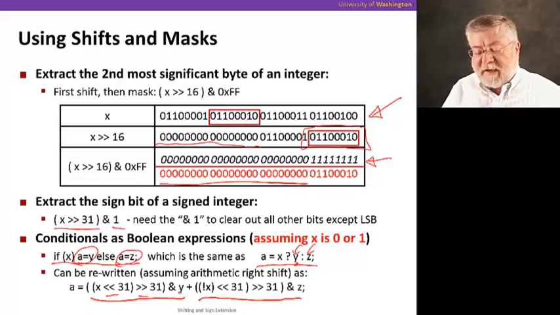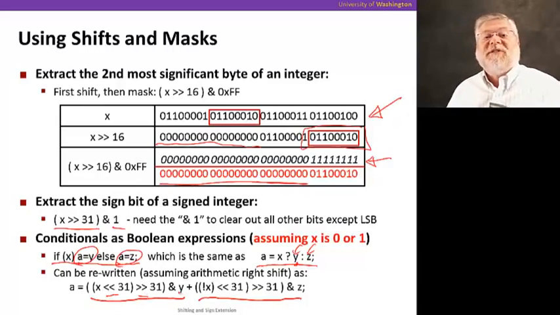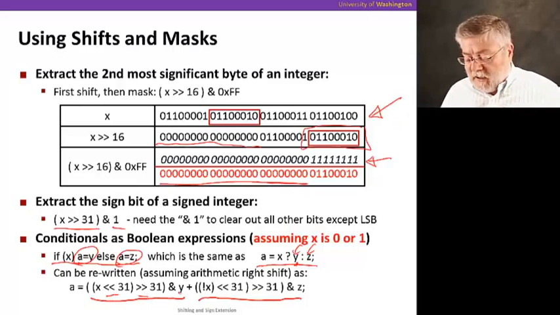And when we AND that with y, if it's all zeros, we'll just come up with a bunch of zeros, and that'll be it. And if they're all ones, we'll just have the value of y.